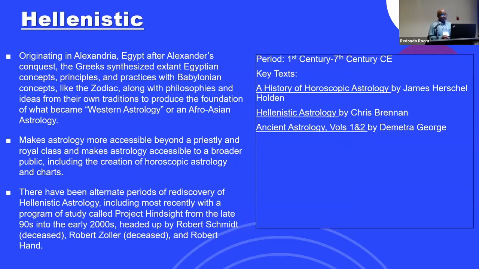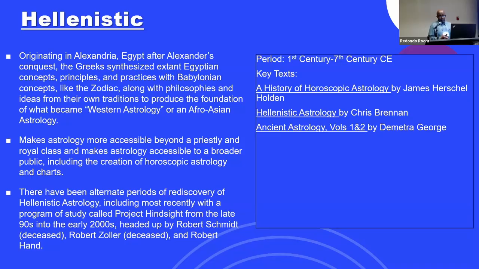But we do find a synchronization or synthesis that happens after Alexander's generals conquered Egypt. So what you're seeing in the top part of the slide is a clear understanding that from the 1st century up until around the 7th century, we observe a synthesis of various different forms that existed in the African-Asiatic world coming together.